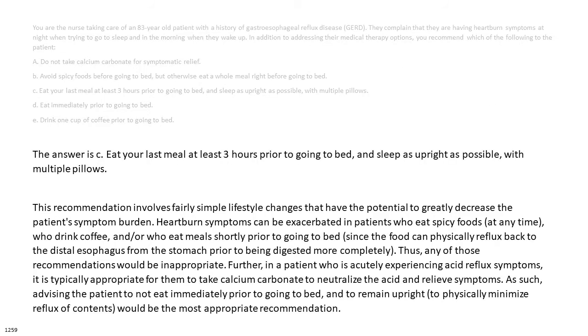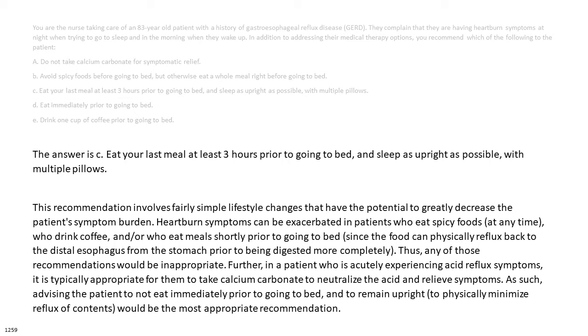The answer is C. Eat your last meal at least 3 hours prior to going to bed, and sleep as upright as possible, with multiple pillows. This recommendation involves fairly simple lifestyle changes that have the potential to greatly decrease the patient's symptom burden. Heartburn symptoms can be exacerbated in patients who eat spicy foods, at any time, who drink coffee, and/or who eat meals shortly prior to going to bed, since the food can physically reflux back to the distal esophagus from the stomach prior to being digested more completely. Thus, any of those recommendations would be inappropriate.